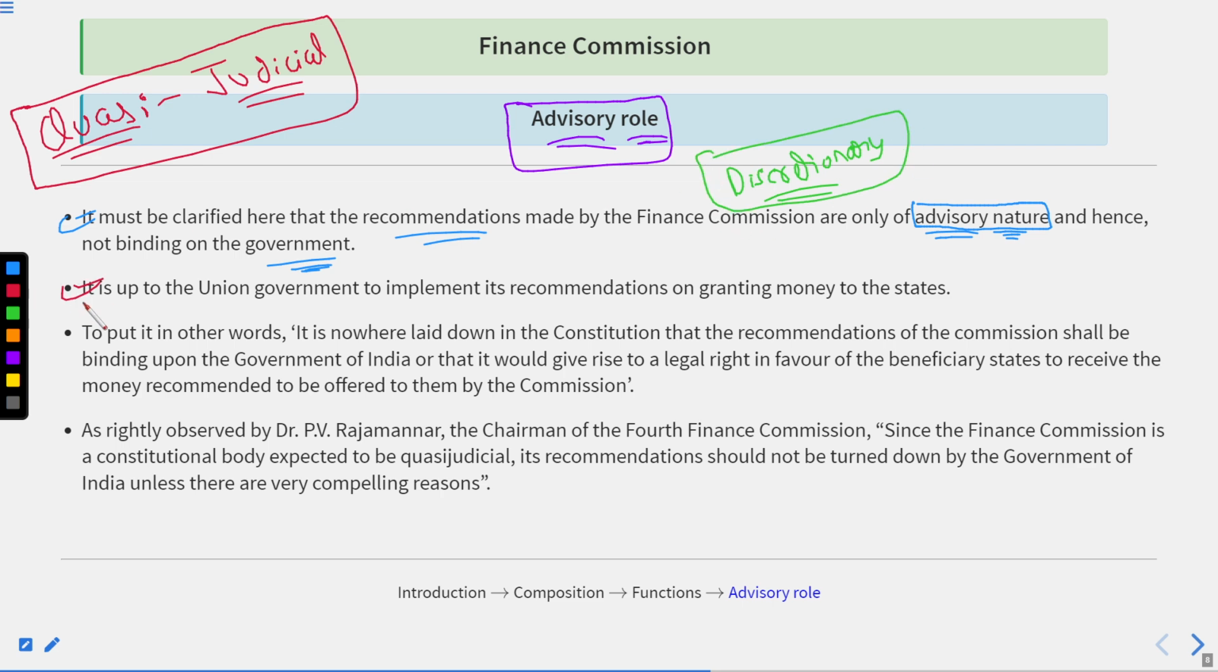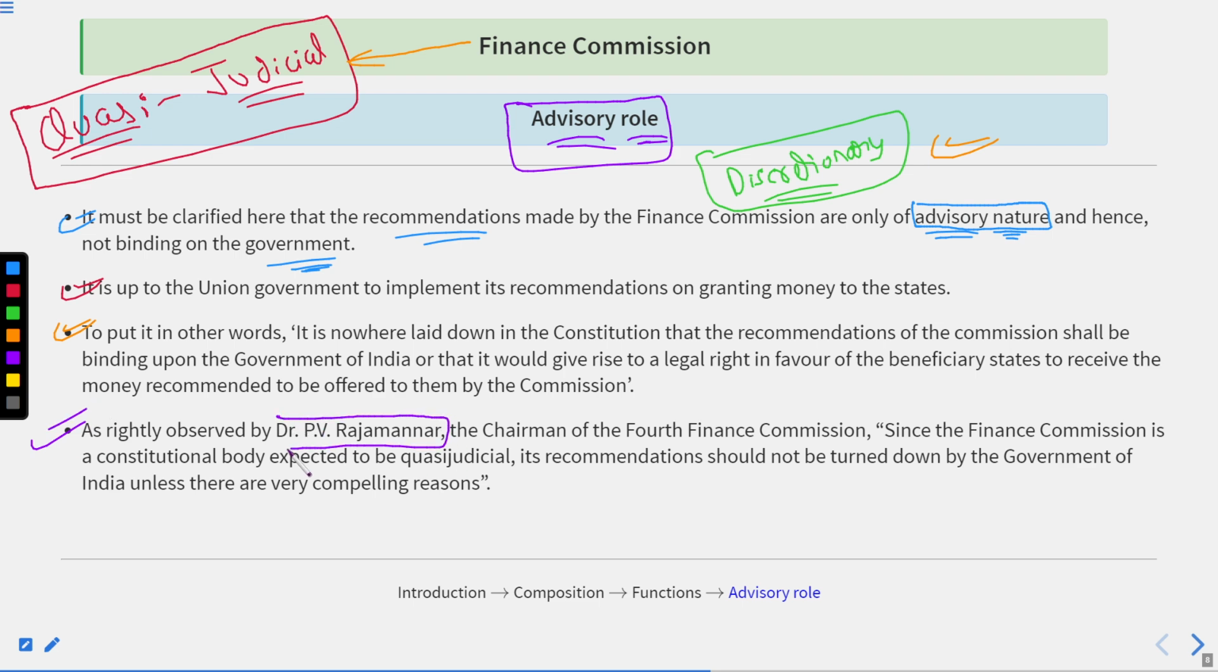It is up to the union government to implement the recommendations on granting money to the states, or the union government could continue with their own principle. To put it in other words, it is nowhere laid down in the Constitution that the recommendations of the commission shall be binding upon the government of India, or that it would give rise to a legal right in favor of the beneficiary states to receive the money recommended to be offered to them by the commission. All right. As I had told you in the beginning, I had already explained this in detail that it is totally dependent upon the discretionary power of the central government, and that's why there is a Finance Commission which is a quasi-judicial body.